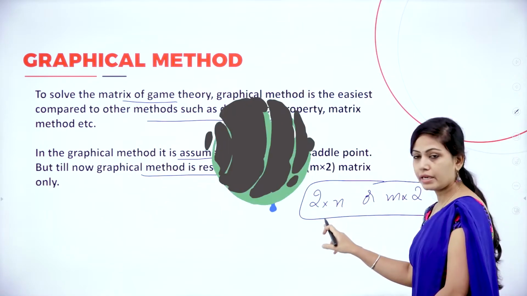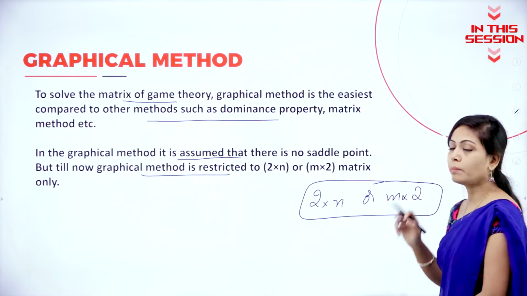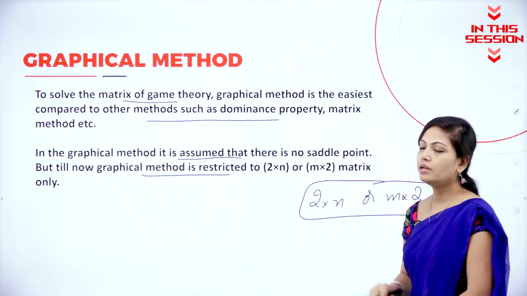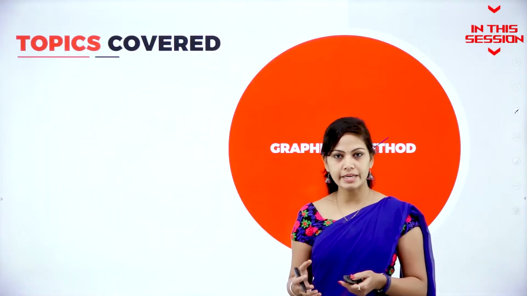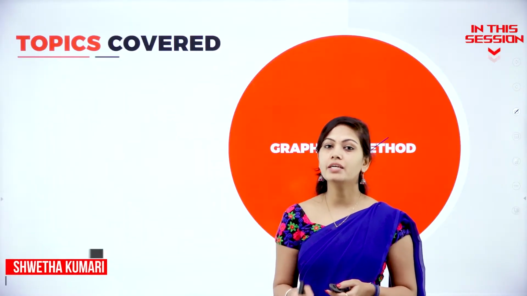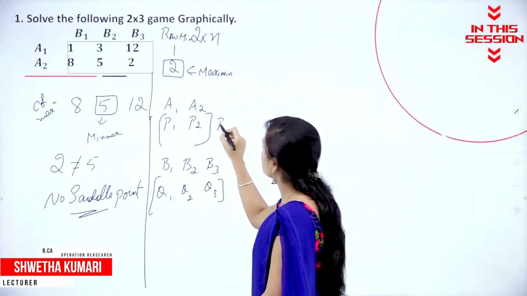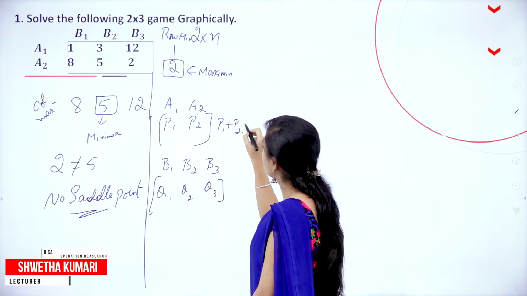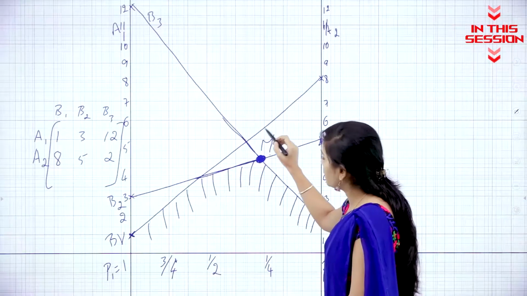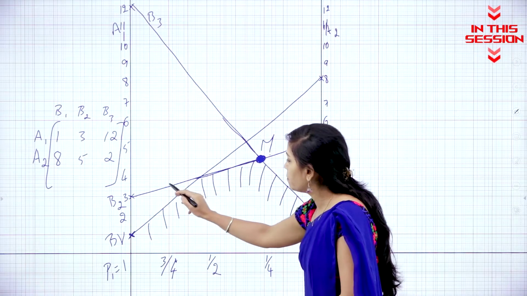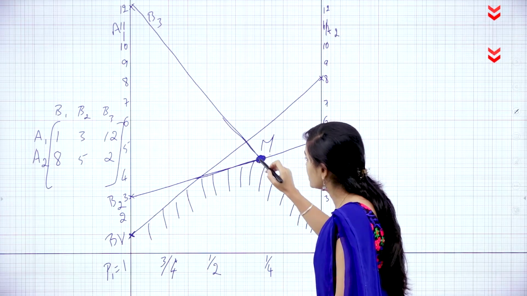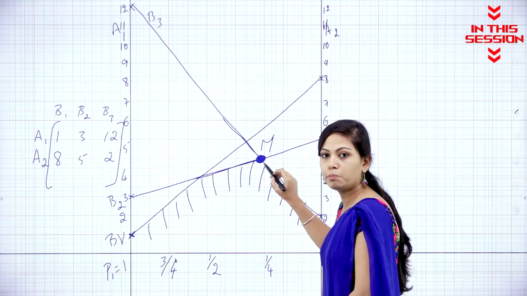2 cross n matrix and m cross 2 matrix method in graphical method. If you get saddle point, so easily you can find the optimal strategy for player A and player B, etc. So P1 plus P2 should be equal to 1. So B1 is not connected, but B2 is connected and B3 is connected to this maximum point.